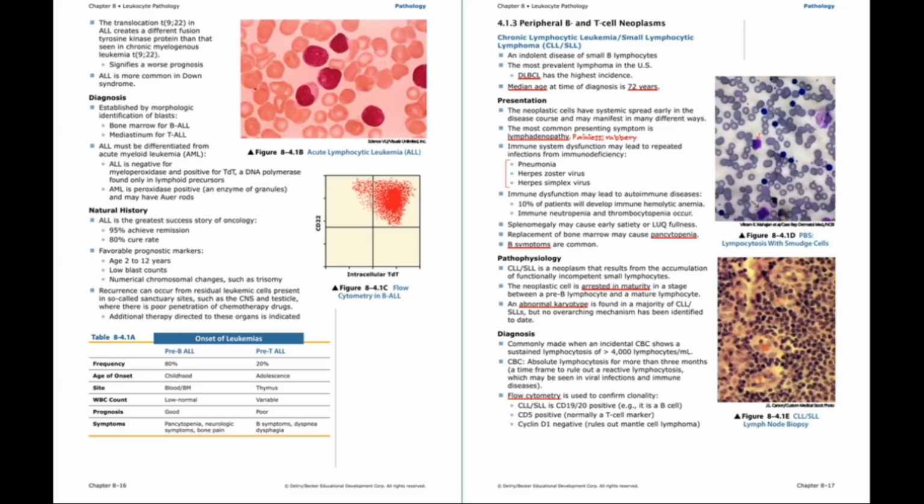Flow cytometry will typically be done as a confirmatory test to show that it's clonal. This is a B-cell neoplasm, so CD19 and CD20 positive. Paradoxically, it's CD5 positive, which in a normal cell should only be found on T cells. And then the last test will be a cyclin D1 to rule out mantle cell lymphoma, which has a very similar morphology.